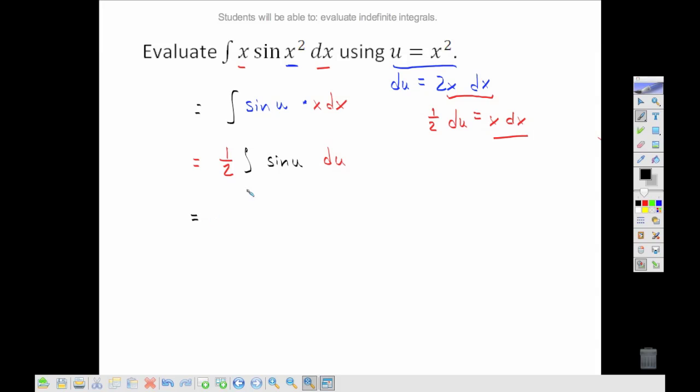I'm mostly concerned with the sine of u. Antiderivative of sine would be negative cosine and then plus c. We want this back in terms of x, so I'm going to substitute the x back in, so negative 1/2 cosine, our substitution was x squared, and then plus c. And if we wanted to check our answer, we could do that by taking another derivative.